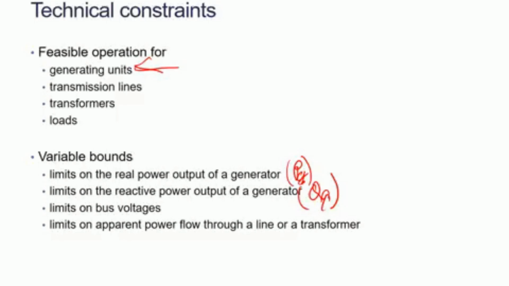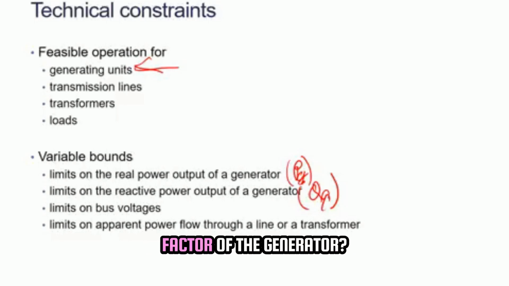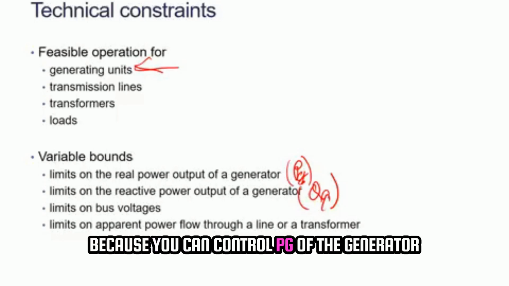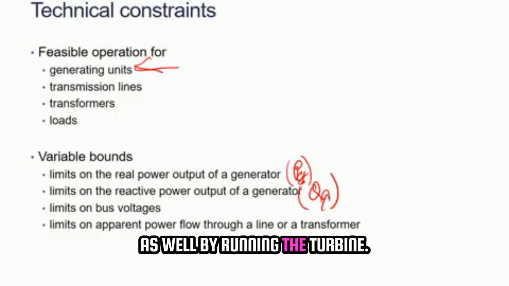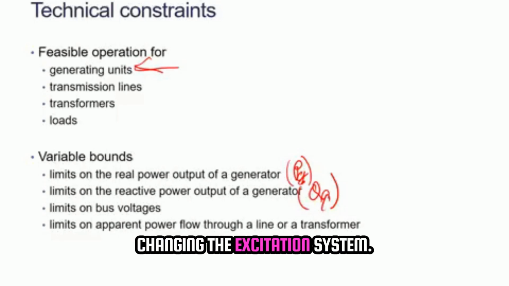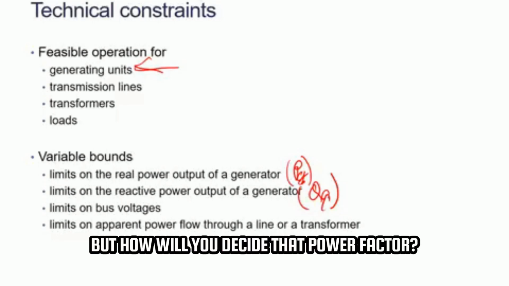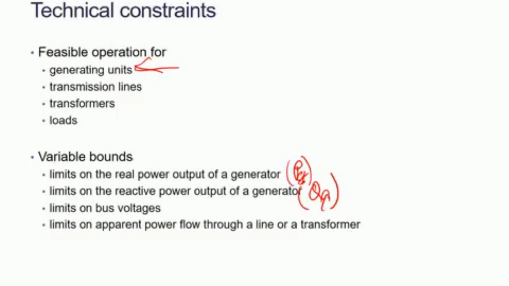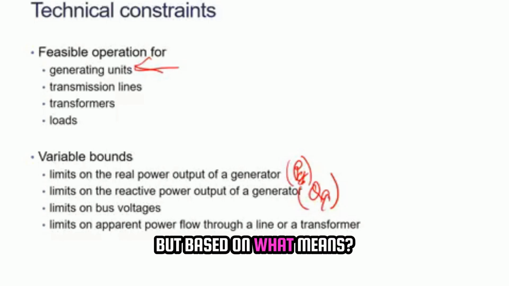Power factor of the generator. But how do you decide this power factor of the generator? Because you can control PG of the generator by running the turbine. You can also control the QG of the generator by changing the excitation system. So power factor you can always change. But how will you decide that power factor? I can give you a hint. It is from the design, but based on what? What is there in that design?